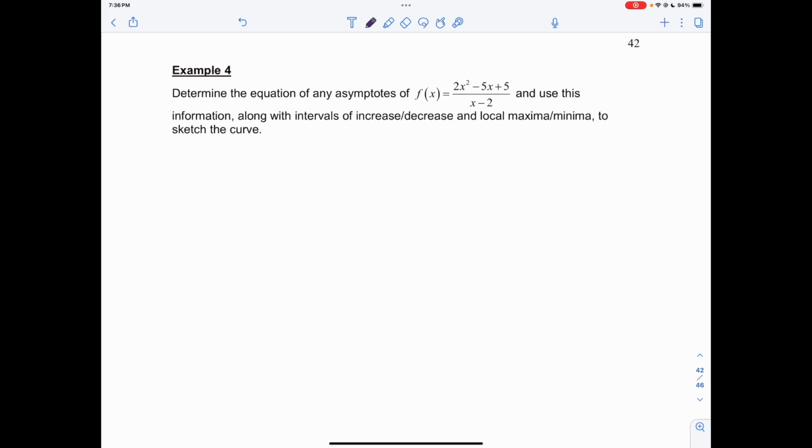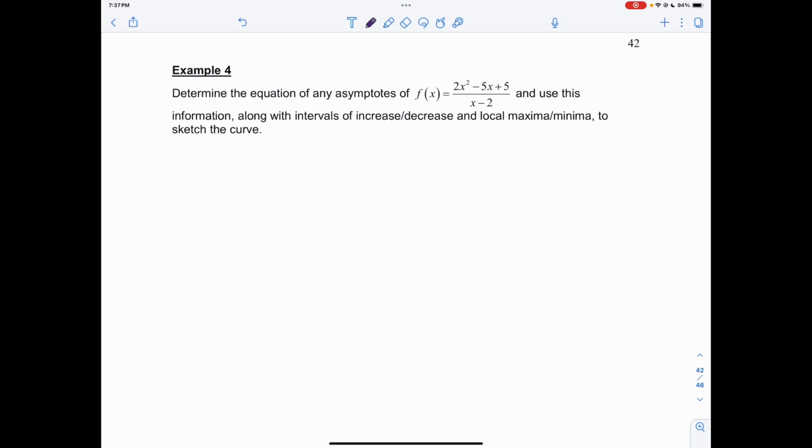All right, everybody. Last example for this chapter. So once again, we're going to put it all together. Determine the equation of any asymptotes of f of x is equal to 2x squared minus 5x plus 5, all divided by x minus 2, and use this information along with the intervals of increase and decrease and local maxima and minima to sketch out what the curve looks like.